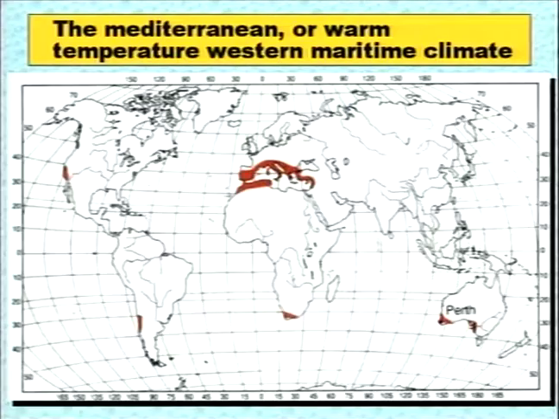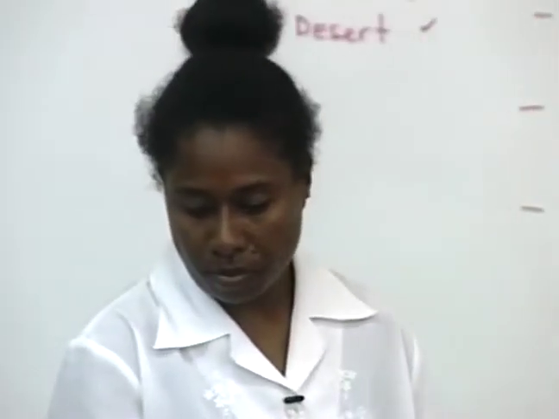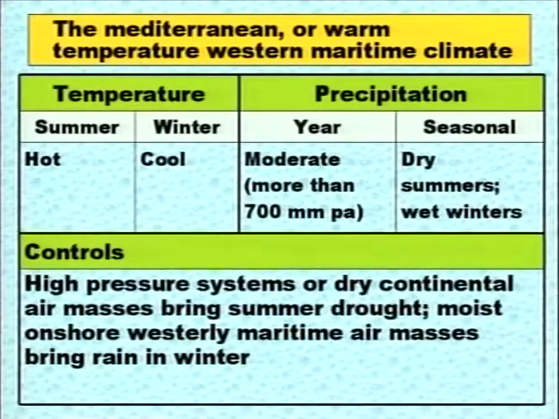Let's look at the summary now for this particular climate, the Mediterranean. Temperatures for the Mediterranean climate: summer is hot, winter is cool. Precipitation, moderate, more than 700 millimeters per year, that's the amount of rainfall. Seasonal, very important, dry summers, wet winters. That's a main characteristic that you should be able to pick up for the Mediterranean climate.